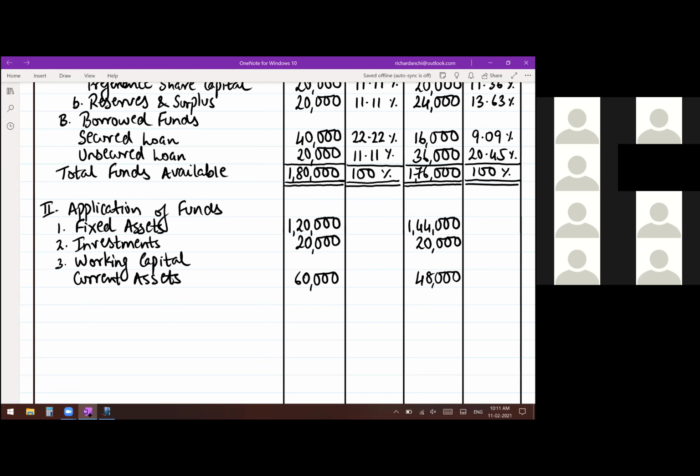And below that, minus current liabilities. $20,000 and $36,000. To avoid confusion, I'm putting those figures in a bracket. You know you have to subtract current liabilities. Okay. Take the total and call it total funds applied. Should match with total funds available.